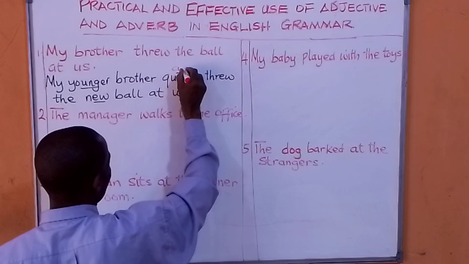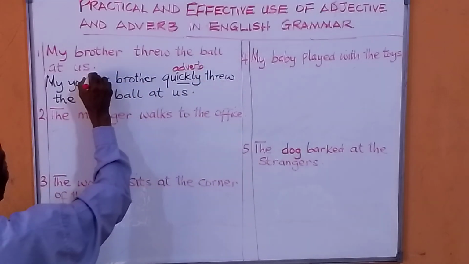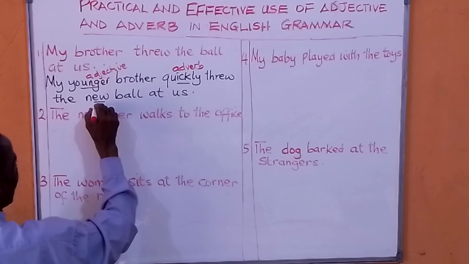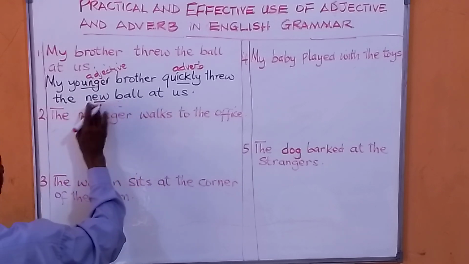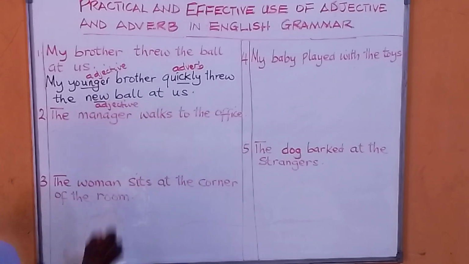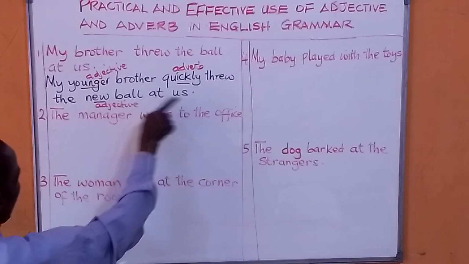Now, you see that this particular sentence has changed dramatically. This is the adverb. I have put an adverb there. This is an adjective. I have used the adjective to qualify the noun ball. Now, you see how my sentence will look. My younger brother quickly threw the new ball at us.